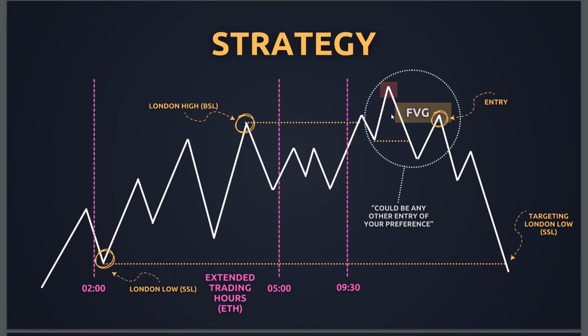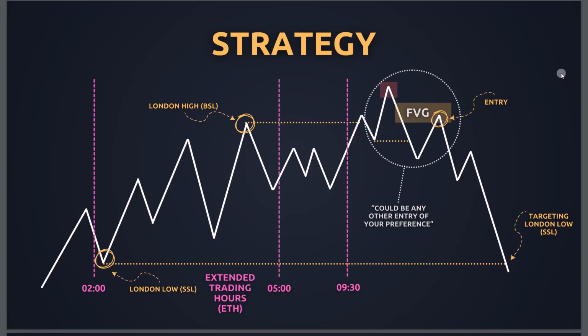Now we enter here on the fair value gap. What do we target? We first target the London low. If it's giving us a good reward to risk, we target the London low, and then we can extend them more. But there are some times where there will be a big reaction from the London low. So it's a very easy model. We are just focusing on some specific times liquidity. When taken, we look for any type of entry in the other direction.